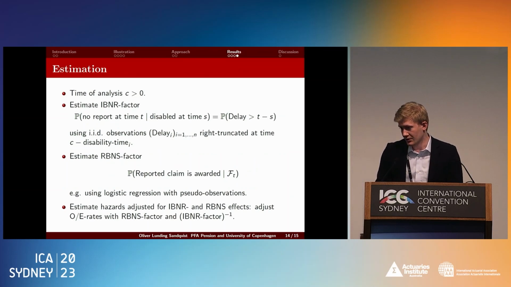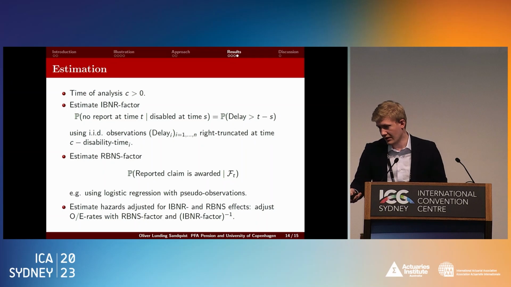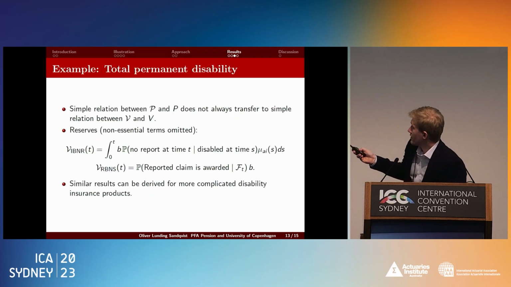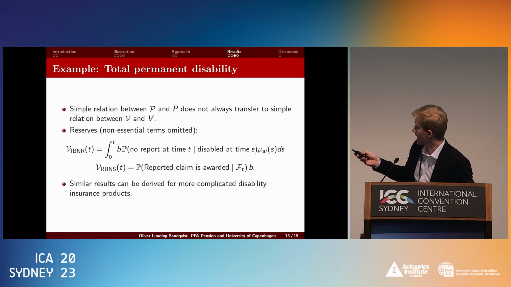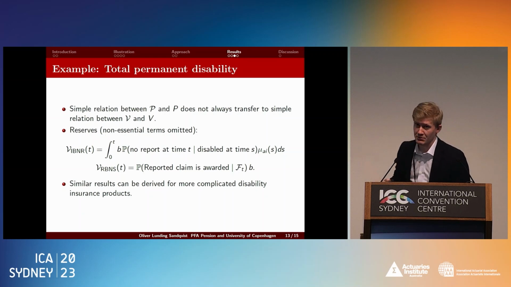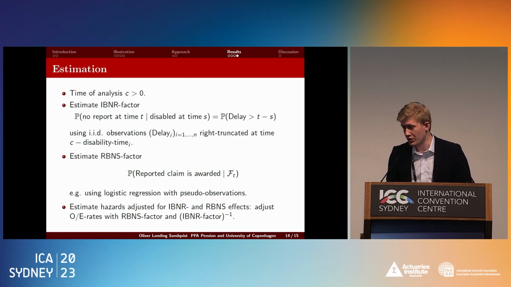Finally, you're used to estimating these intensities, but now some new objects have appeared in your reserves. You have these different probabilities: the probability that the disability has not been reported, given that it happened at some time, and the probability that the claim is awarded, given your information. So you need to estimate these new objects in order to be able to use these reserves. Very briefly, here's the idea on how to do this.